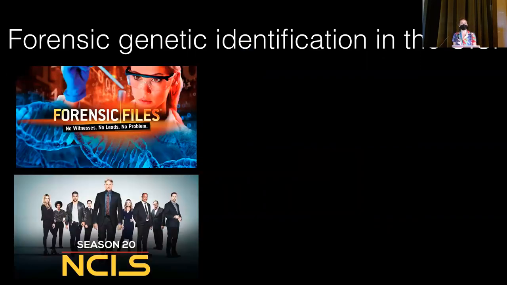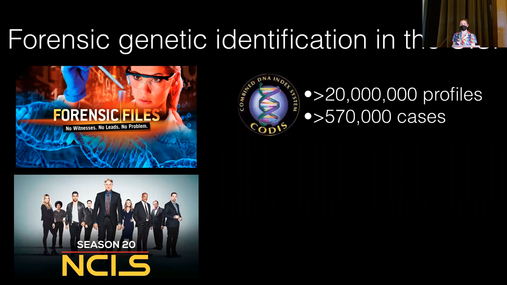In the United States, forensic genetic identification has become very commonly known, often through dramatic TV series, some of which are surprisingly long-lived. But these media are not the only way that people interact with forensic genetics. The Combined DNA Index System, or CODIS, is the federal body that governs forensic genetic identification in the United States. CODIS maintains a federal database with more than 20 million profiles.